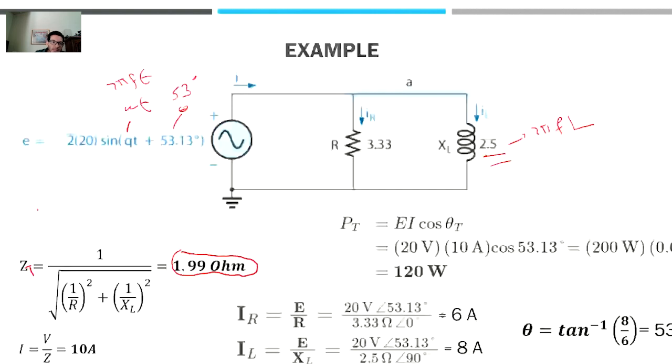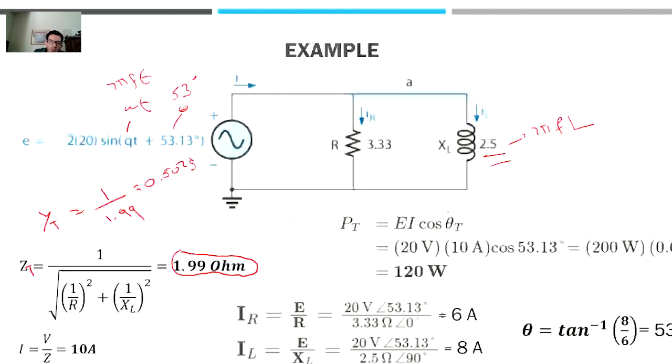If they were asking about the total admittance, we simply have to do 1 over 1.99, which is 0.502 siemens. Okay. But they're not asking about the impedance or the admittance in this particular case. They're just asking what is the total power and what is the current through each leg.